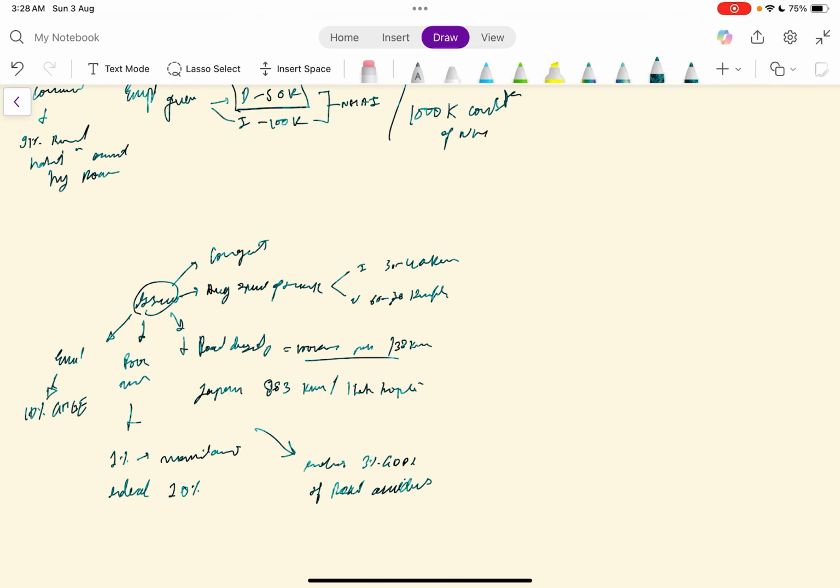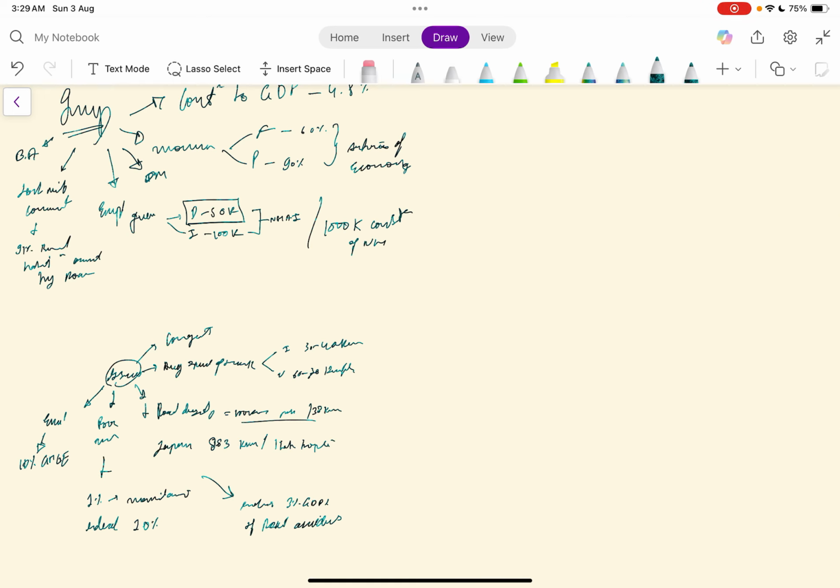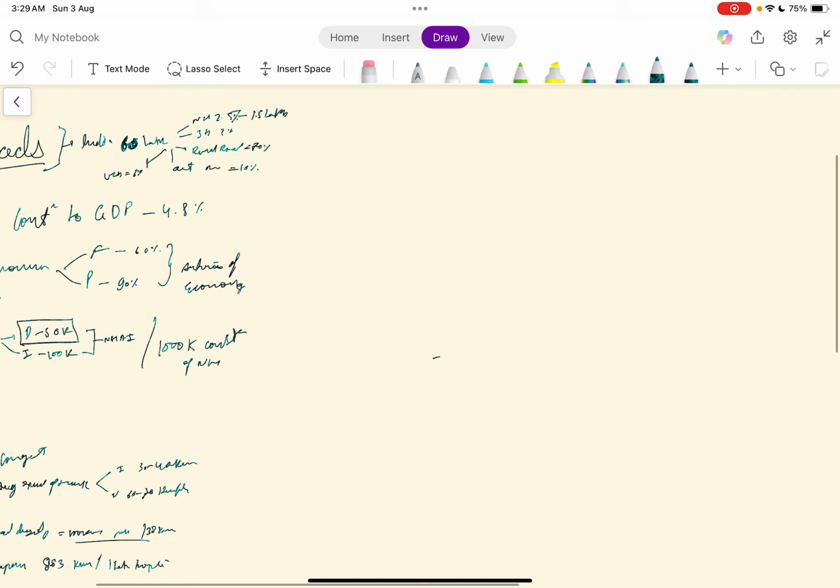Now, what could be the possible solutions? Talking about the environmental concerns, how can we decarbonize our road transport? A few measures which we can take to decarbonize our road transport are use of a multi-modal transport system.